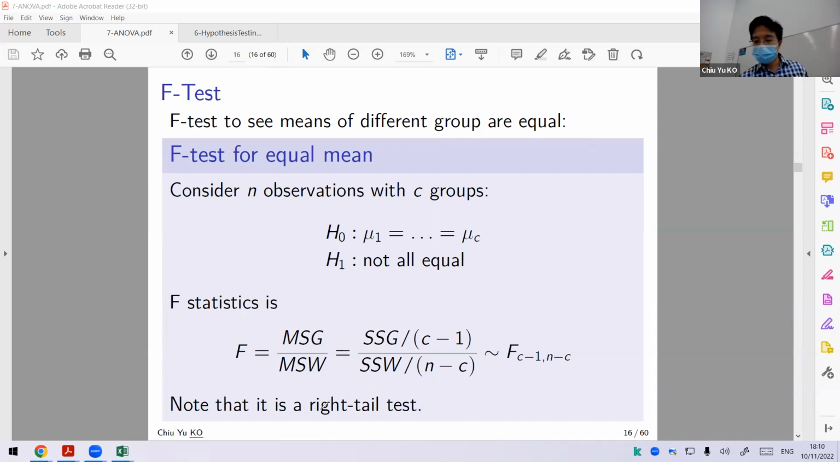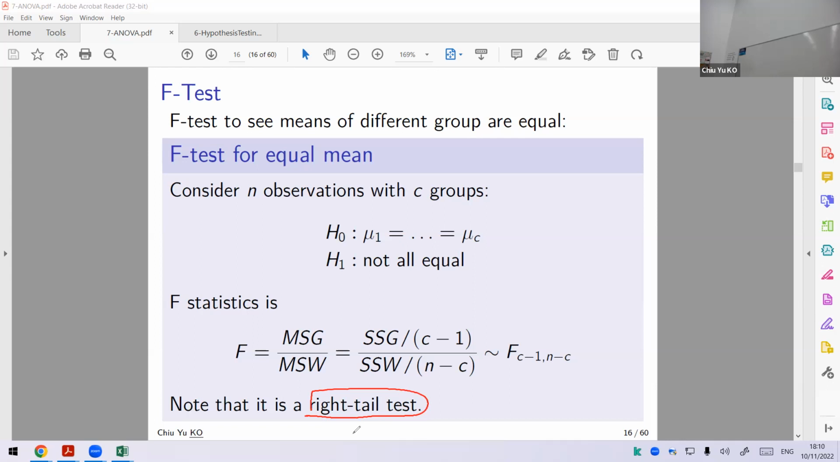So that's why it's a one-tail test. It's a one-tail test, which is different from what we learned before. It's one-tail because we only care about the case where each group is very different. If each group is very different from each other, the group variance will be very large compared to the variance within itself. Is that clear what it means?